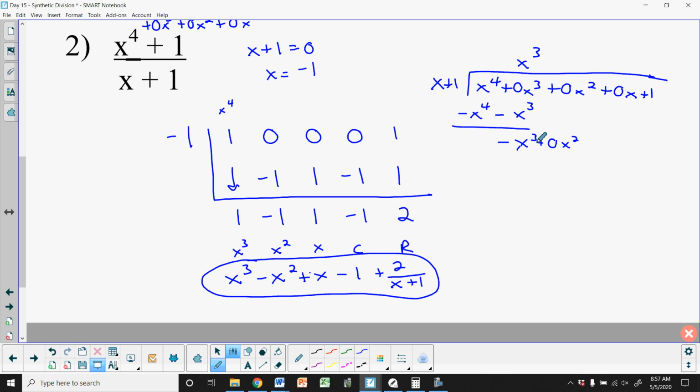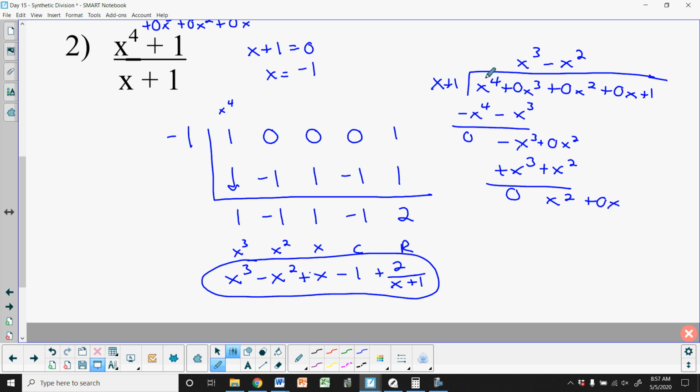And we do the same thing, divide. So we have negative x cubed divided by x will be negative x squared times x. Negative x squared times 1. Switch the signs. Bring down the number.